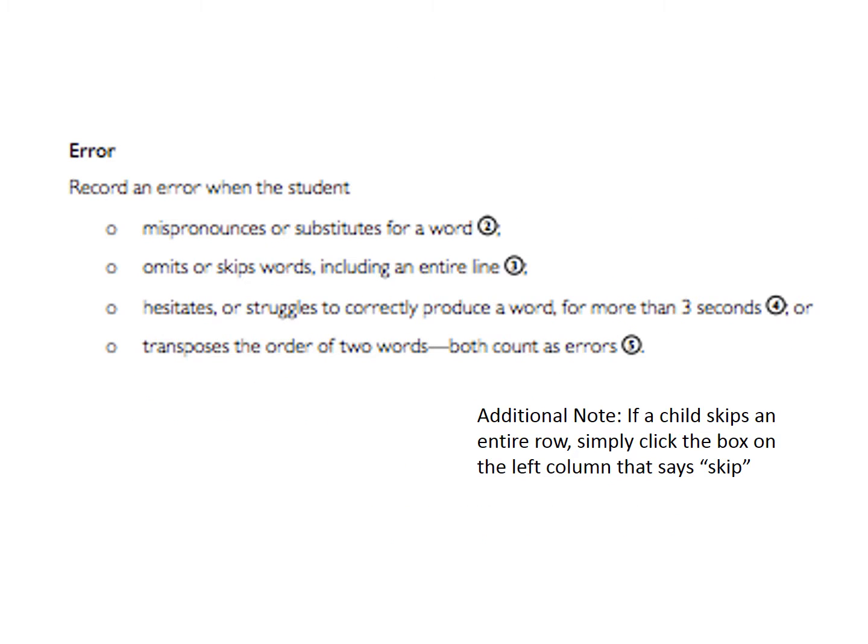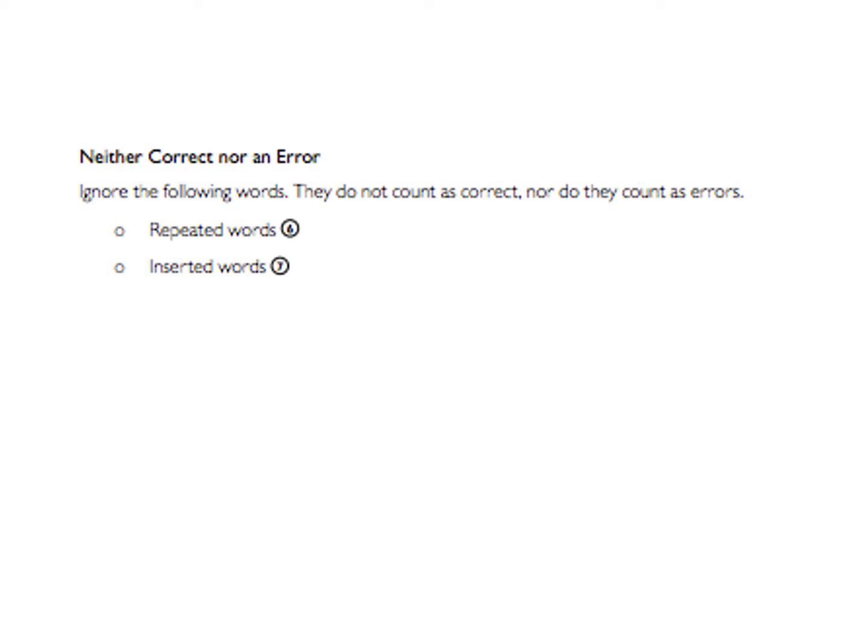And some considerations for errors. Errors are mispronunciation or if a student substitutes a word. If they omit or skip a word in an entire row, you're just going to click the little box to the left of the row saying the row was skipped. If a student hesitates or struggles to produce a word for more than 3 seconds, or transposes the word, both count as errors. Okay, and finally, we just want to acknowledge that when a child repeats a word or inserts a word, it's not correct, nor is it an error.